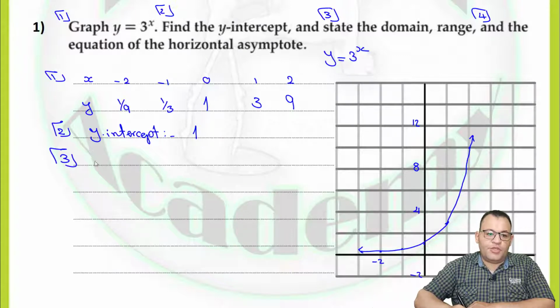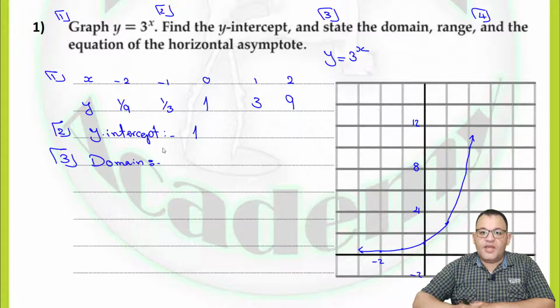Now number 3, we need to find the domain and range. What is the meaning of the domain? The domain is the values that you can use instead of x. You can use any number for the power. So we can say the domain is all real numbers.